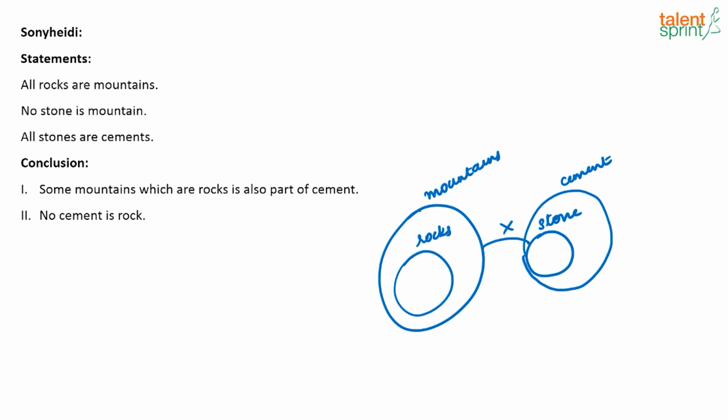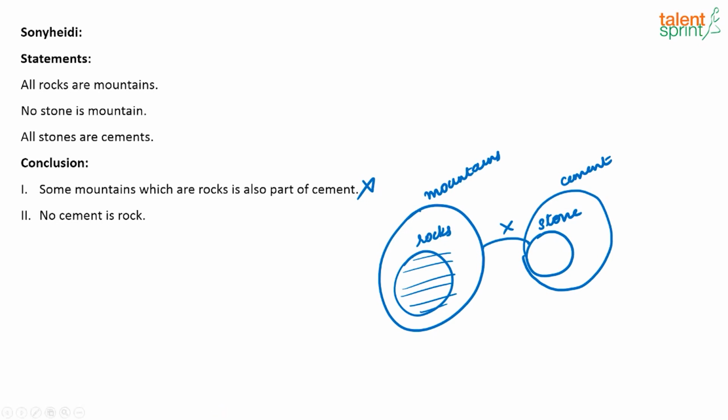Not necessarily true, right? Even though they have said here some mountains which are rocks, that just means they are referring to this set of mountains. They are not talking about rocks, they are just referring to this set of mountains. These mountains are cement, it needn't be true. These mountains can be cement, cannot be cement, we don't know. So this conclusion is not a definite conclusion, it does not follow.